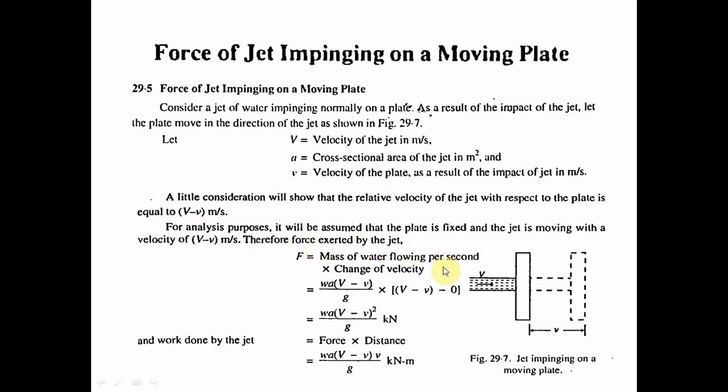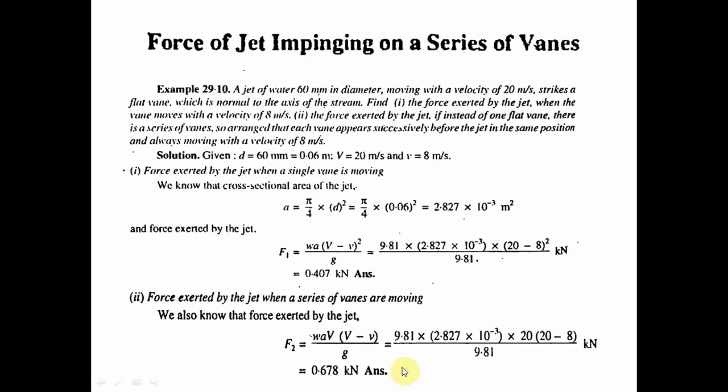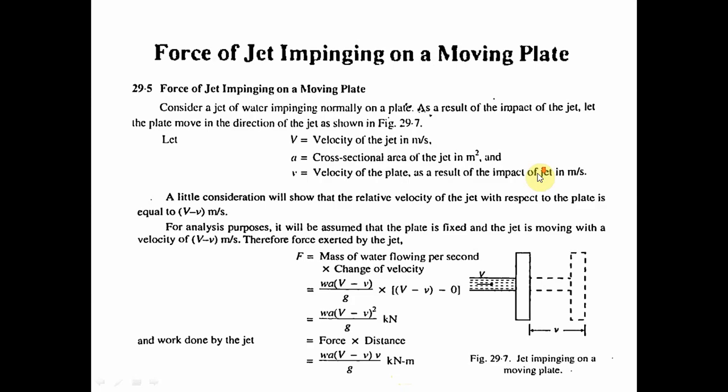Therefore, force exerted by jet, force F is equal to mass of water flowing per second into change of velocity. So W into A into (V minus v) divided by G into (V minus v) minus 0. So W into A into (V minus v) the whole square divided by G kilonewton. And work done by jet is force into distance. Therefore, W into A into (V minus v) square into v divided by G kilonewton meter. So problems related to the above. Okay.